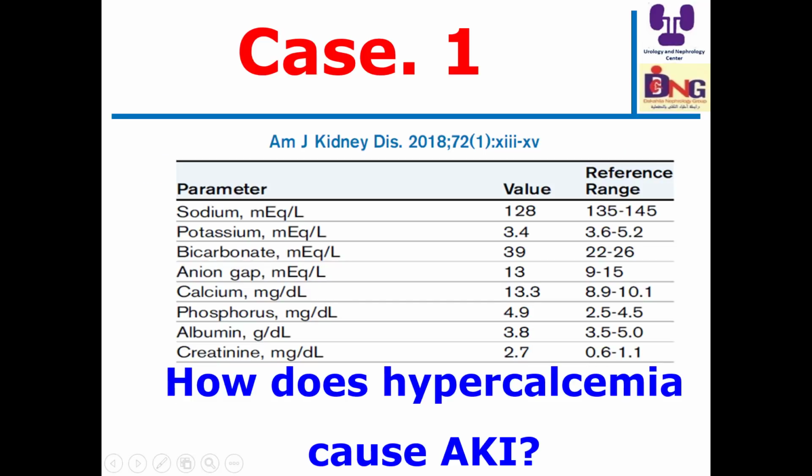Let us start with the first question. How does hypercalcemia lead to acute kidney injury? Here we find creatinine is 2.7 from 1.4. So the answer is hypercalcemia leads to vasoconstriction of renal vessels and reducing kidney perfusion.